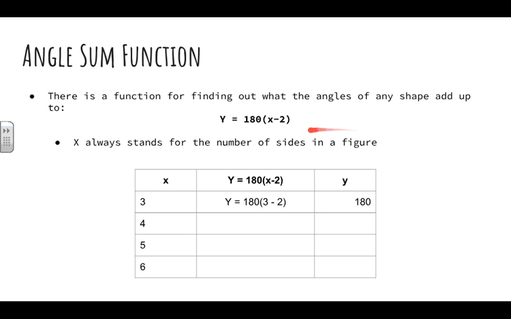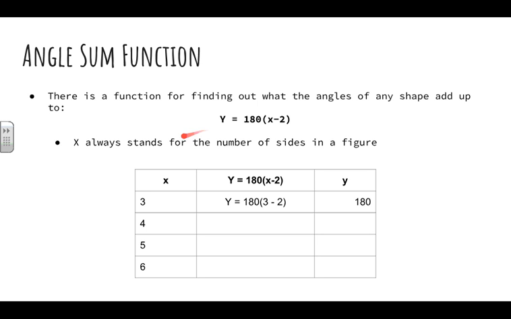Here is the function that we would use to find out what the angles of any shape add up to. Y equals 180 times x minus 2. X stands for the number of sides in the figure, and Y stands for the sum of the angles.